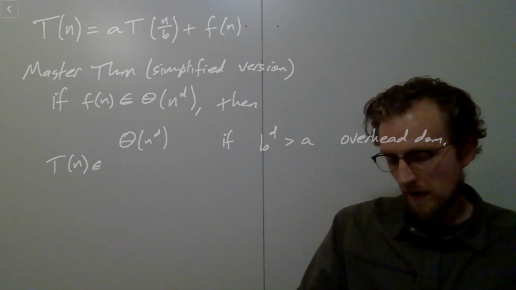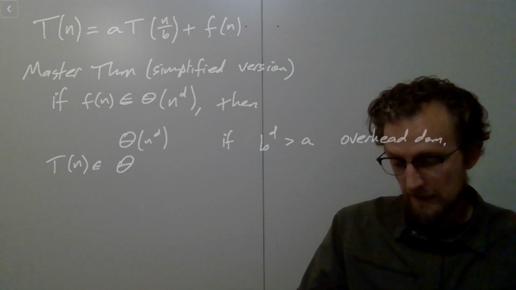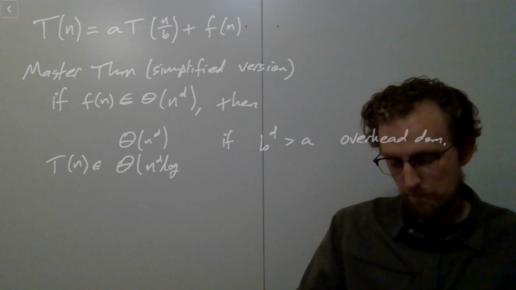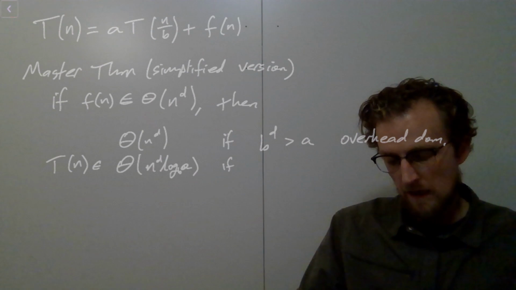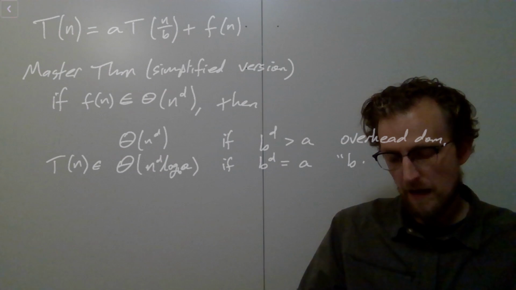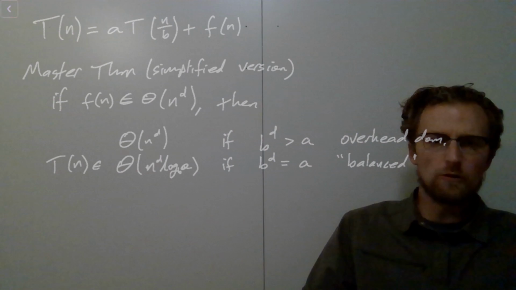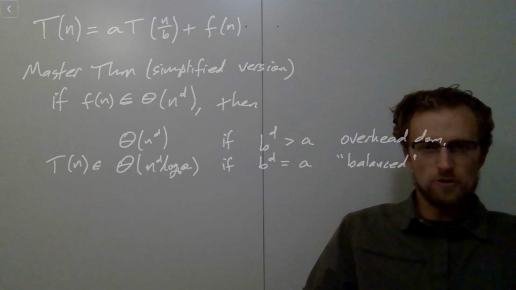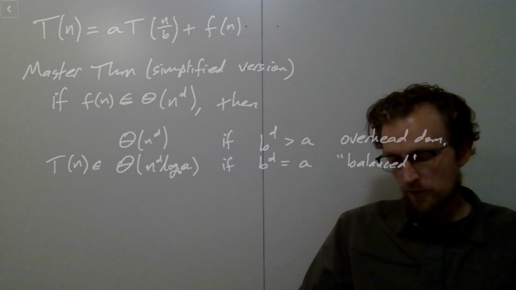Now, if we go down a bit, the next case is that the overhead and the recursion are somehow balanced. So this gives us n to the d log n, with log base b of a if you want to be very specific, and this is if b to the d equals a. This is what I called the balanced case. The algorithm is being dominated neither by recursion base cases down at the bottom of the recursion tree, nor by overhead that's being executed as you work your way through the recursion tree.